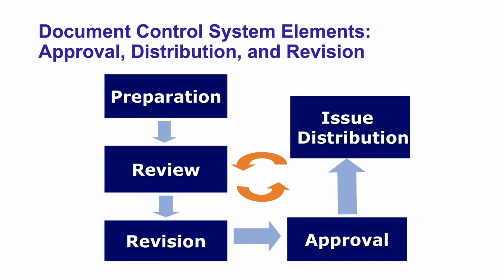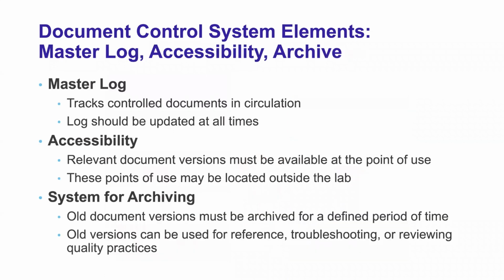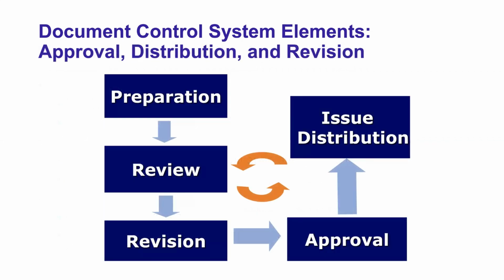Once you have the documents reviewed and you revise them, then they need to be approved by a manager and director. And then they need to be formally issued and distributed to staff. So the review, revision, approval, distribution is a circular pattern. You should just continue to do this in the lab to always keep documents updated after you've prepared them. And your document control system should outline how that is done.